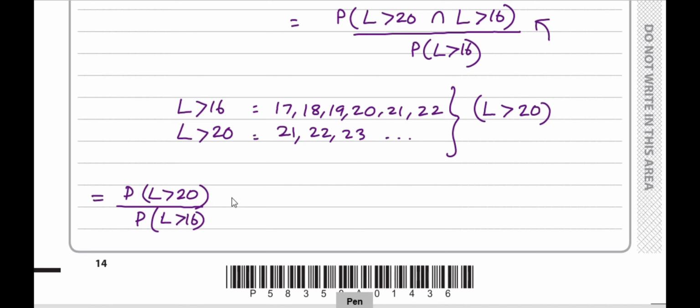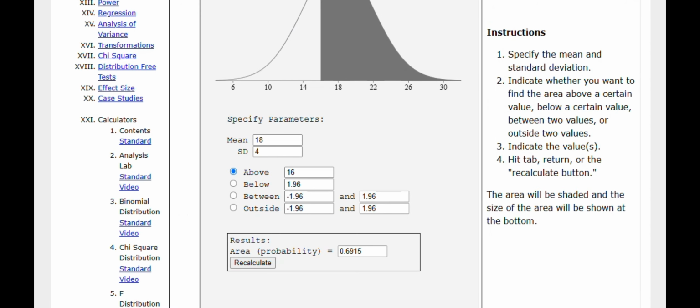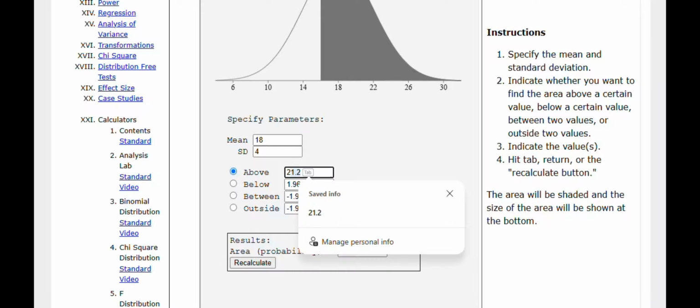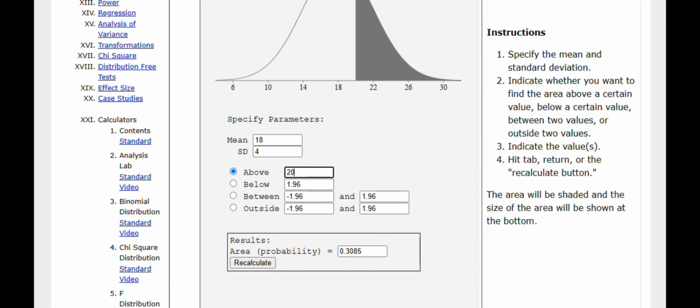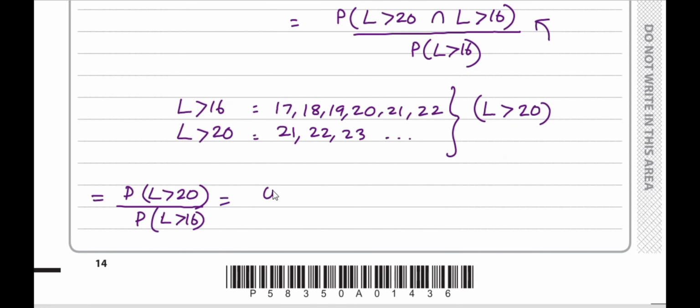So let's put these values here. Let's calculate the probability of L greater than 20 using the normal distribution calculator. Mean 18 and standard deviation 4, continue, and above 20. That gives us 0.3085.